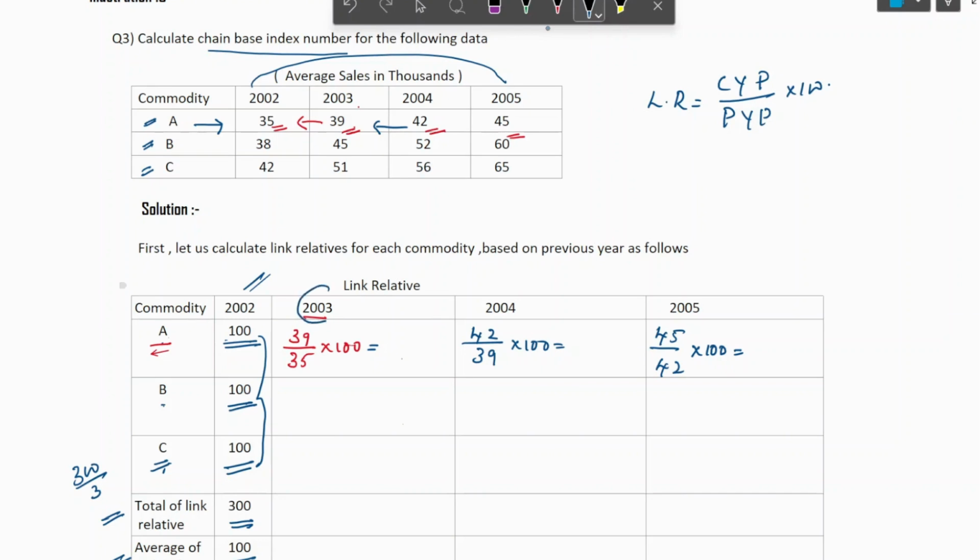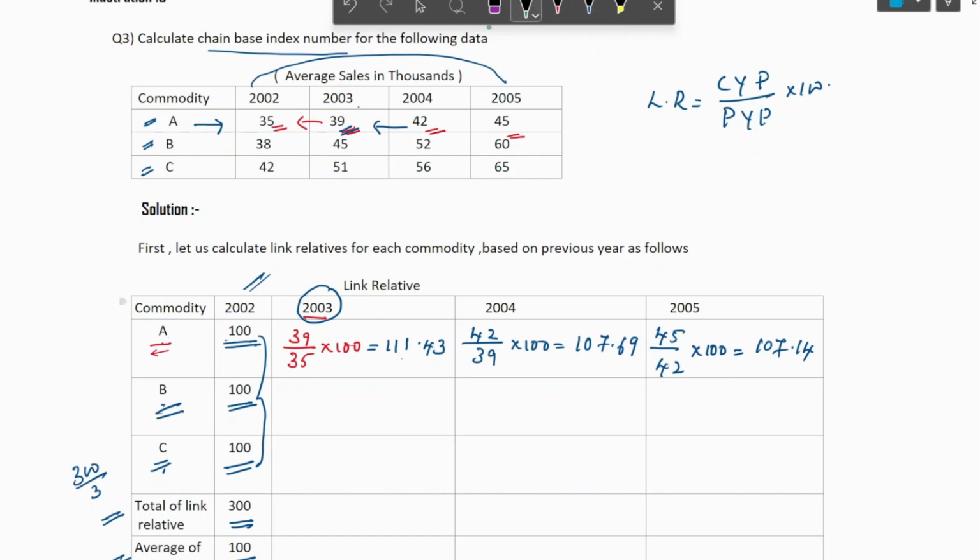Now we are calculating the link relative for 2003. The current year price is 39 divided by the previous year 35 into 100. Here 42 divided by 39 into 100, and 45 divided by 42 into 100. Now calculate these values. This is 111.43. Here it will come 107.69, and here it is 107.14. After calculating, we will calculate for B.